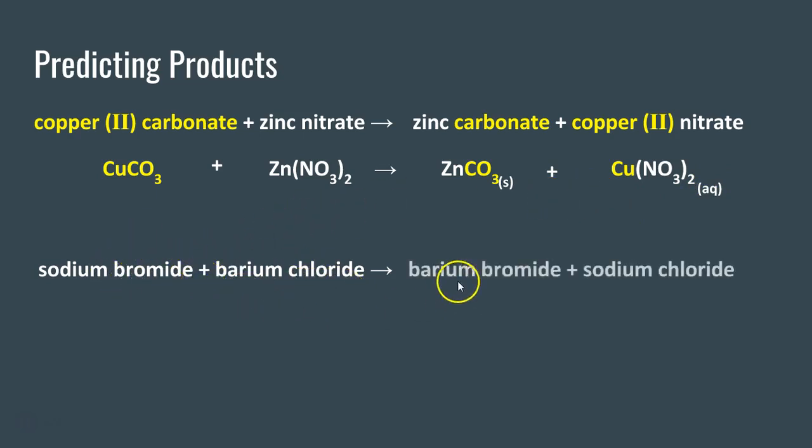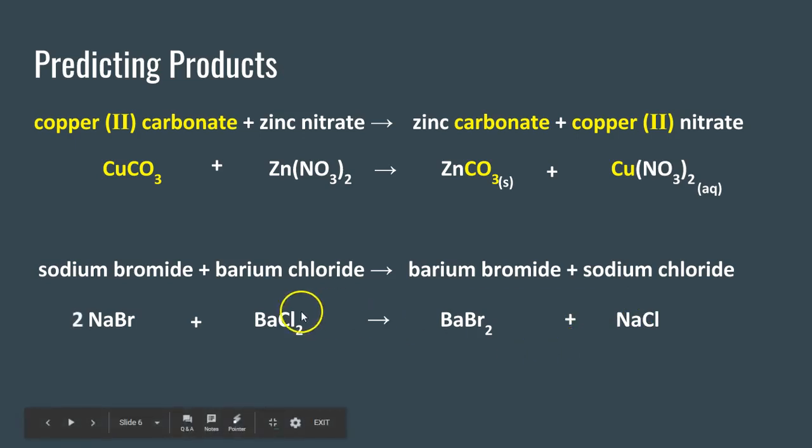Switch partners, so it becomes barium bromide and sodium chloride, and then write the formulas. Go ahead and pause the video and write out those formulas, kind of quiz yourself to make sure you're still good at writing formulas. All right, here they are. Sodium bromide is NaBr, +1 -1, +2, so we need 2 chlorines. Same thing, +2 for barium, so we need 2 bromines, and sodium chloride is NaCl. Now we need to balance this as well. 2 chlorines and 2 bromines means we need a 2 here and a 2 here.